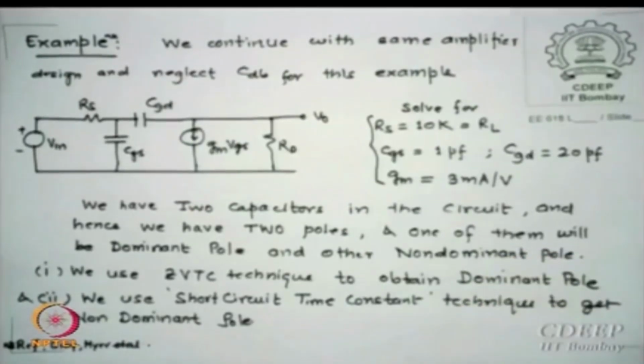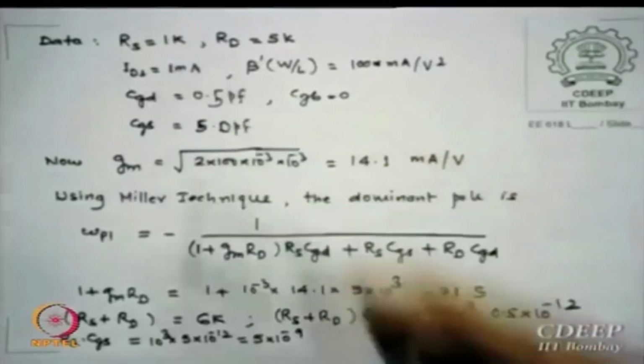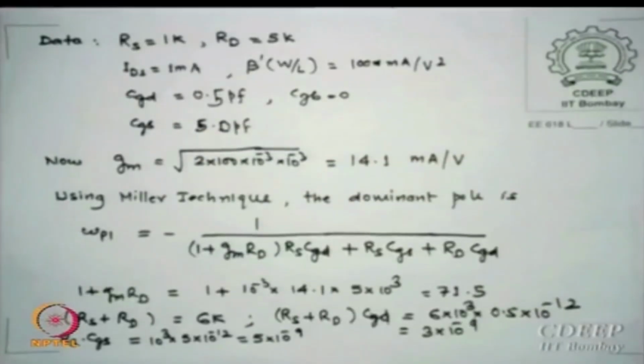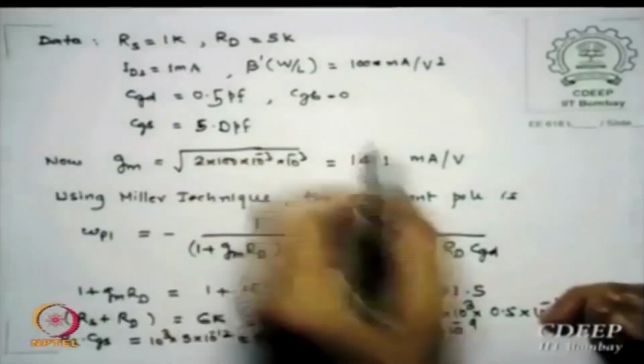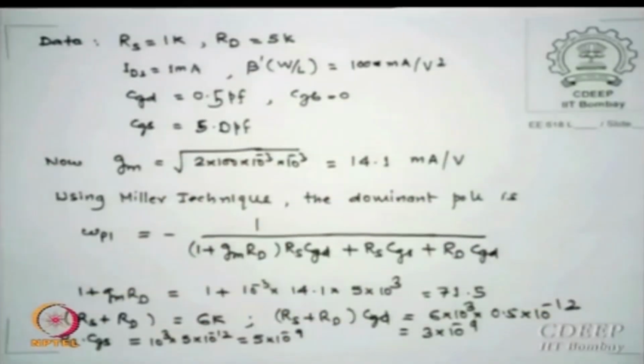However, this technique is given in Gray and Meyer's book. Those who wish to know it, Gray and Meyer, and two more names have come now, Hurst and someone. Here is the data: RS is 1K, RD is 5K, IDS is 1 milliamp, beta dash into W by L is 100 microamp per volt squared, CGD is 0.5 pF. CGB is also 0, and CDB is not there at all, it is open.